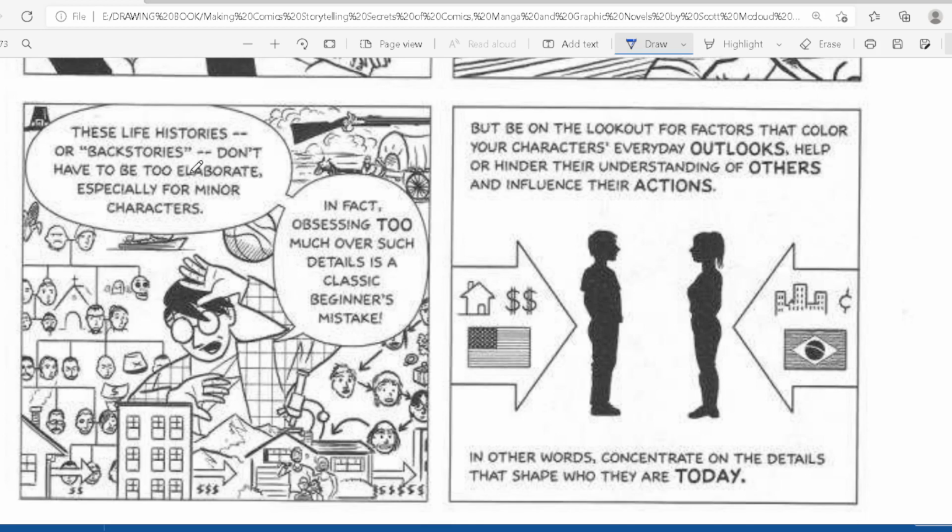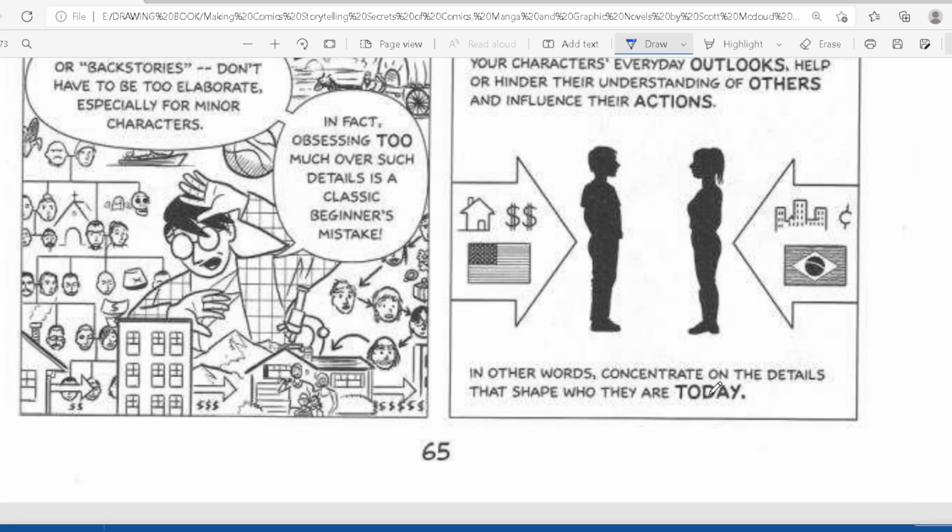These life histories or backstories don't have to be elaborate, especially for minor characters. In fact, obsessing too much over such details is a classic beginner's mistake. But be on the lookout for factors that color your characters' everyday outlooks, help or hinder their understanding of others, and influence their actions. In other words, concentrate on the detail that shapes who they are today.